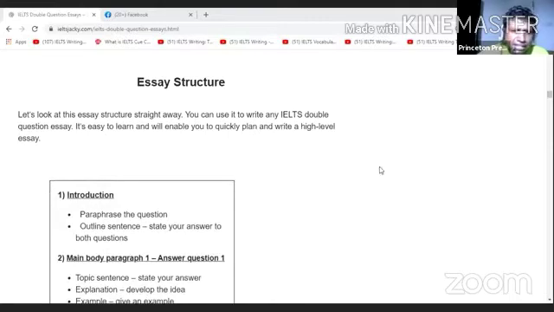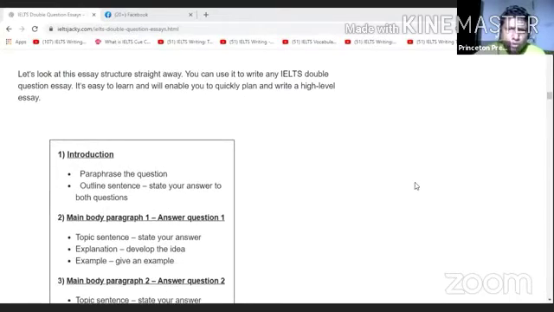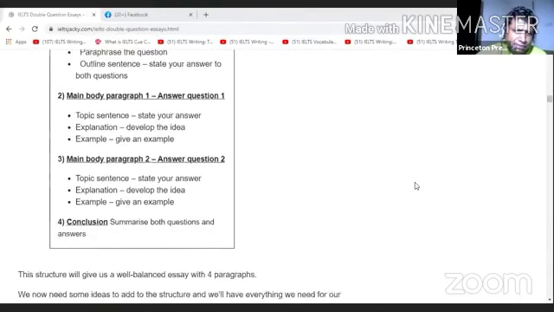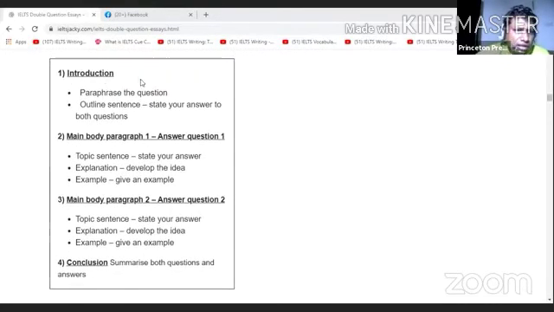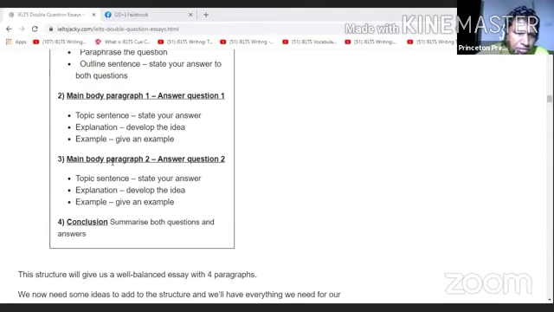Let's look at this essay structure straight away. You can use it to write any IELTS essay, whatever question you get. It's a good structure, easy to learn, and will enable you to quickly plan and write a high-level essay. You write an introduction, a main body paragraph, a second main body paragraph, and the conclusion.